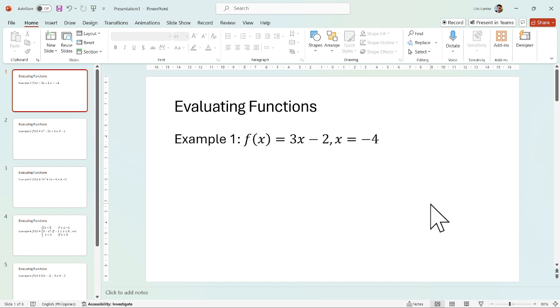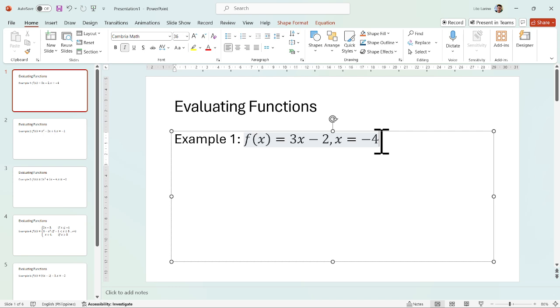Evaluating functions. When we evaluate functions, we simply look for the value of our function given a specified value of our variable. Example: in this case, we have our function f of x is equal to 3x minus 2. We are going to look for the value of this function when x is equal to negative 4. We can also state this as find f of negative 4.